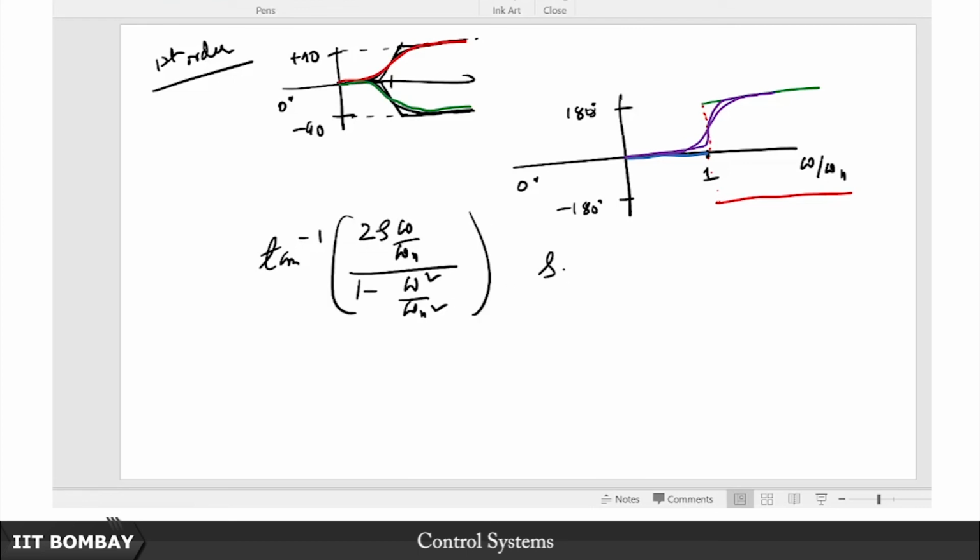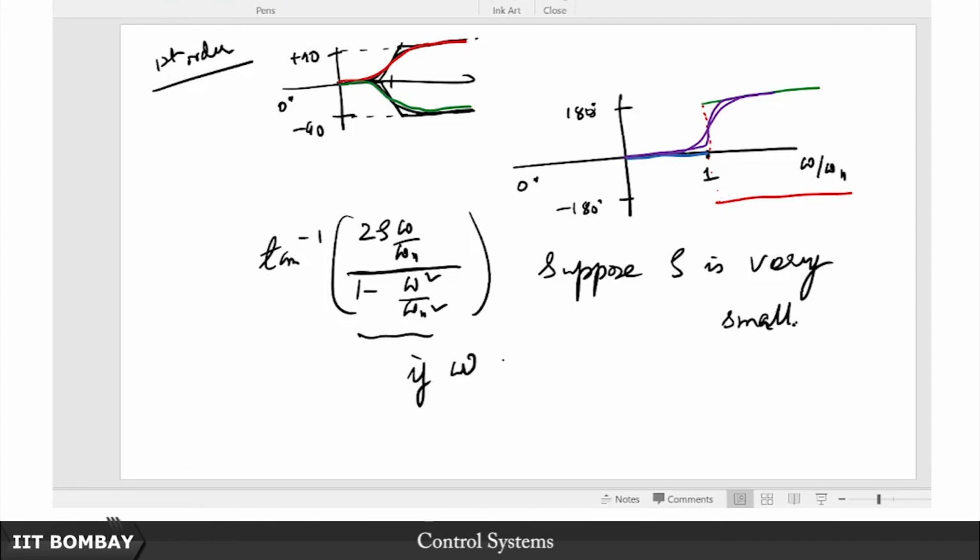Now what I am saying is, suppose zeta is very small. So if zeta is very small, then how is this factor going to change? I mean, at the omega is equal to omega n point, how is this going to transition? If zeta is very small, you notice that omega is equal to omega n is the critical point. If omega is slightly less than omega n, then this part is positive.